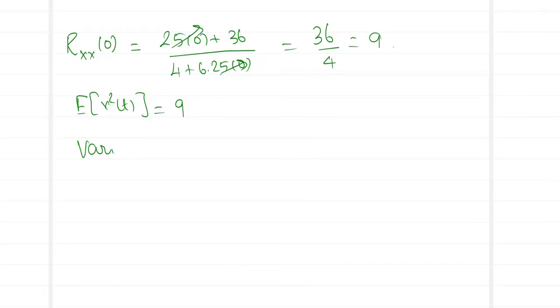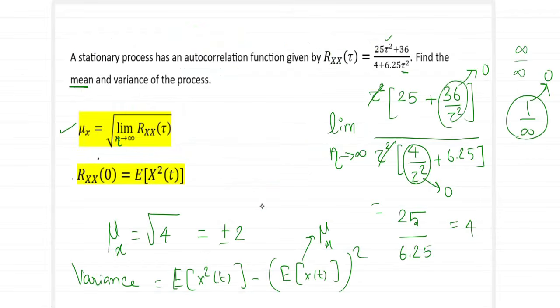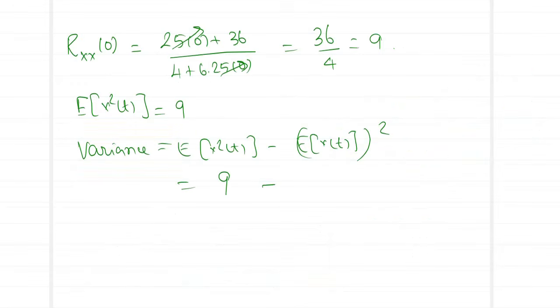Now computing the variance. What is the variance? E of x square of t minus E of x of t, the whole square. So we have 9 minus, what is E of x of t? The mean is going to be plus or minus 2, the whole square. So you have 9 minus 4. So the answer is going to be 5. So this solves the problem for us.